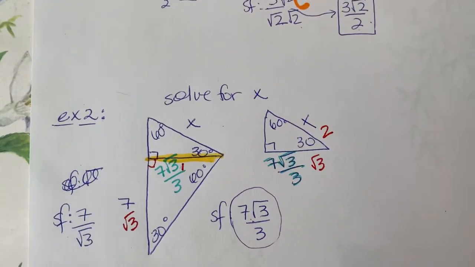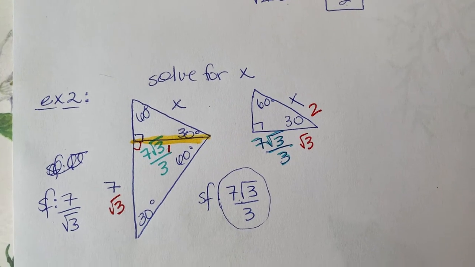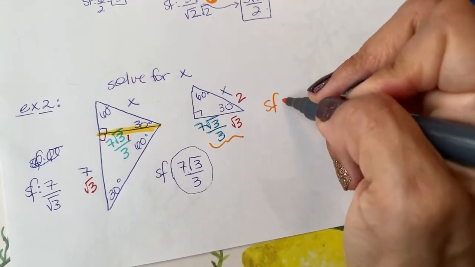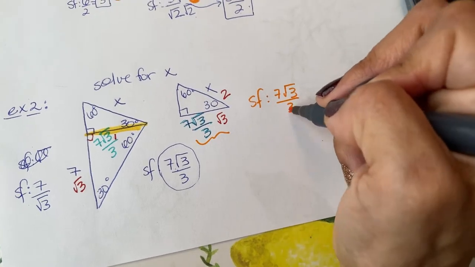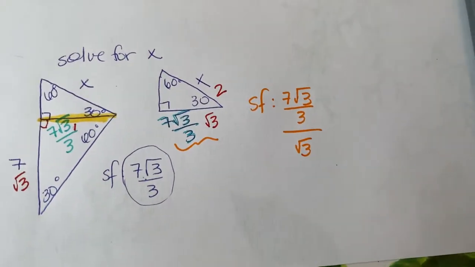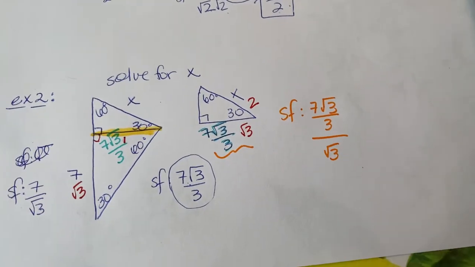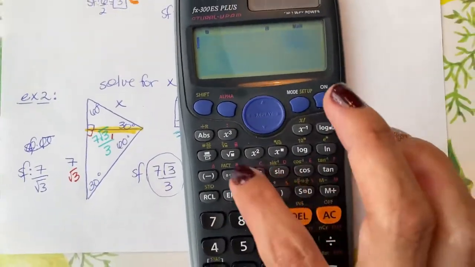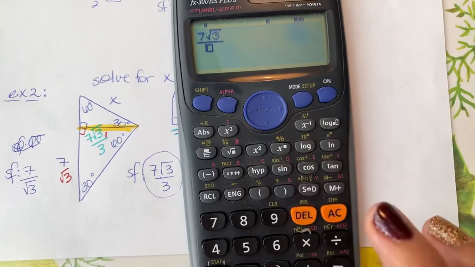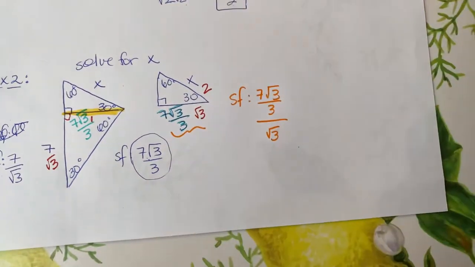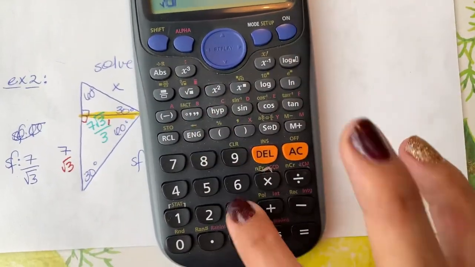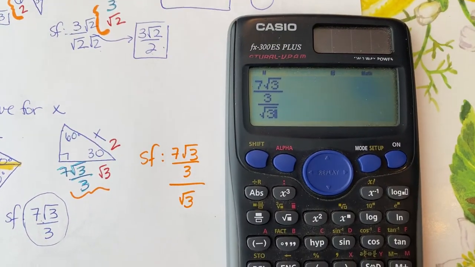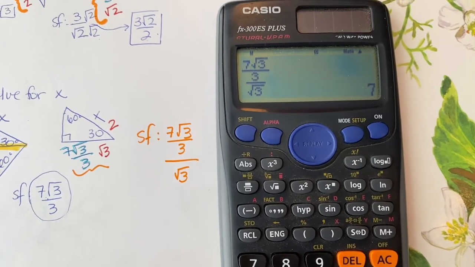Okay, what's your scale factor here? Your scale factor now is a fraction of a fraction. It's these two. So my scale factor is 7 rad 3 over 3 over rad 3. You're like, oh my goodness. So this is what I mean. The way this gets difficult is by the numbers. You could put it in the calculator, but also do it by hand. You have 7 rad 3 over 3, and then you have a fraction over rad 3. 7 rad 3 over 3 rad 3, right? Okay, what do you get? 7.